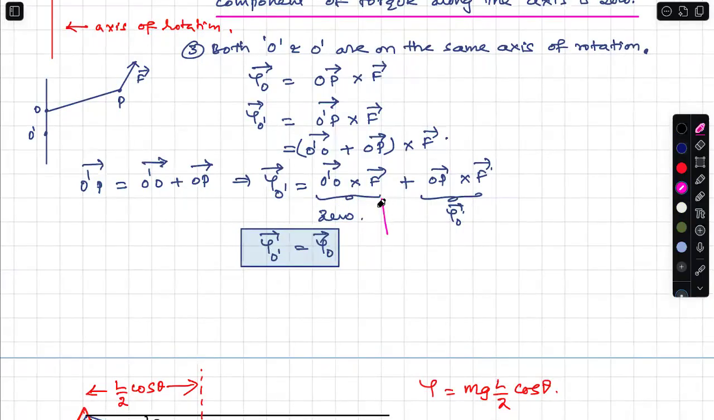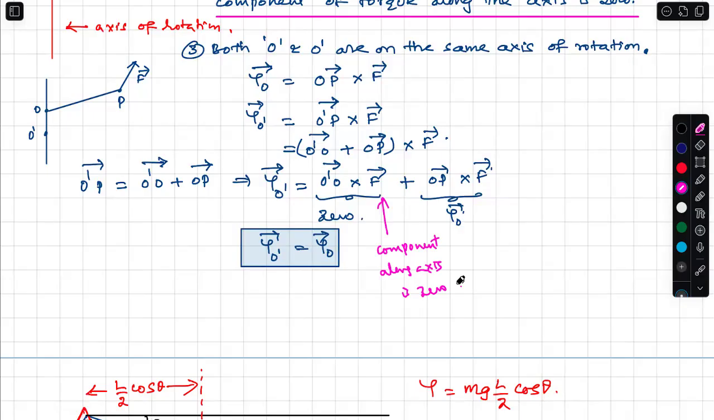Why? Remember, the component along the axis is 0. Don't just see. Stretch the right hand, 4 fingers along O dash, turn along F bar. Now see what is the direction of the thumb? Perpendicular to the axis. I'm repeating again. Set your 4 fingers of right hand along O dash. Turn in the direction of F bar. F bar is into the plane of the paper. What is the direction of thumb? Perpendicular to the axis of rotation.